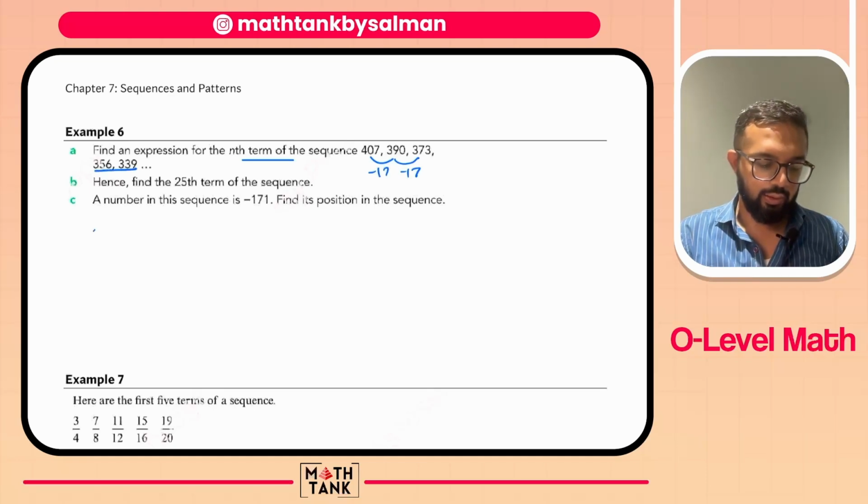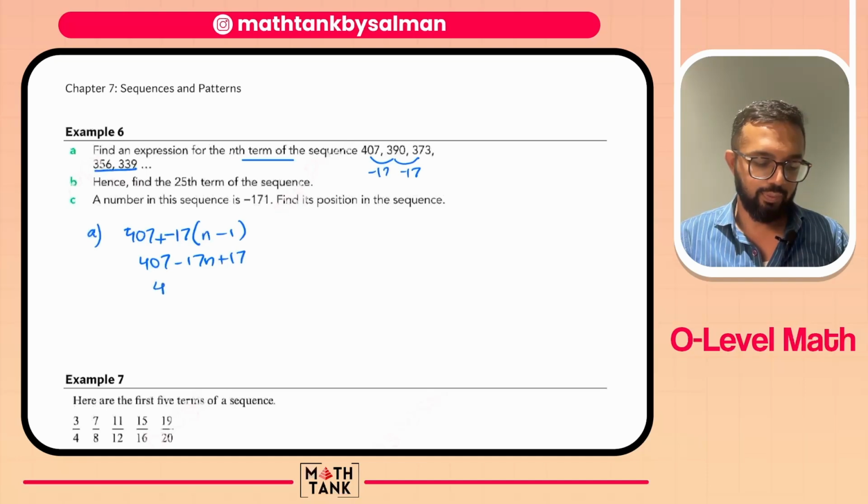So that's going to be a, which is 407, plus d. d is in this case negative 17. So plus minus 17 times n minus 1. So 407 minus 17n plus 17. So that gives me 424 minus 17n. Okay, this probably can't be done without a calculator.